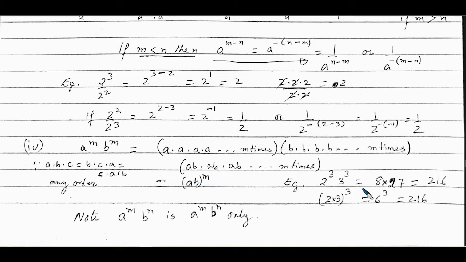So if it is 2 to the power 3 and 3 to the power 3, then I know that 2 cubed is 8 and 3 cubed is 27, and 8 into 27 is 216. Or also I can write 2 into 3, so 2 into 3 is 6, 6 cubed is 216. So you see this is an example.